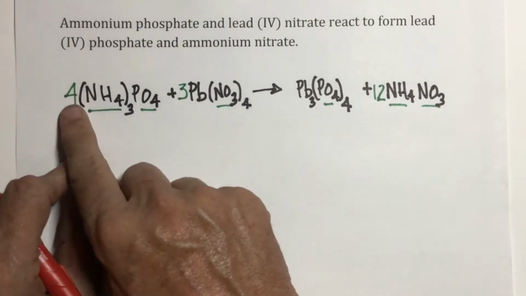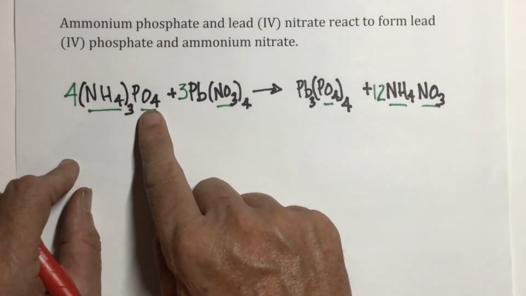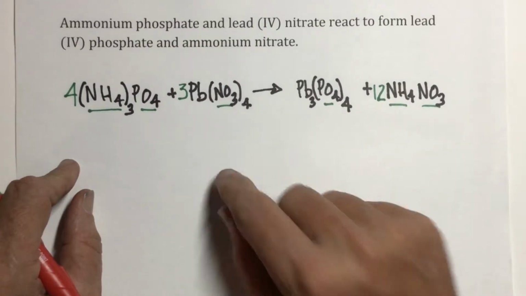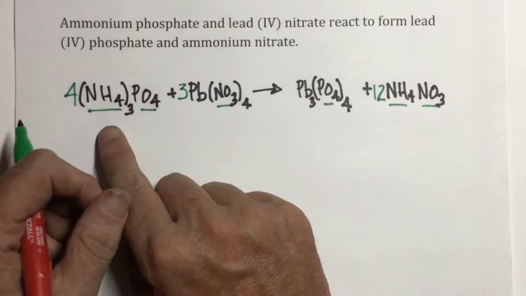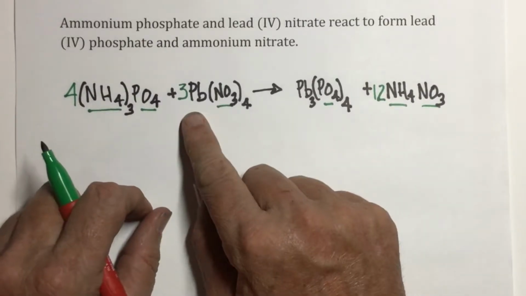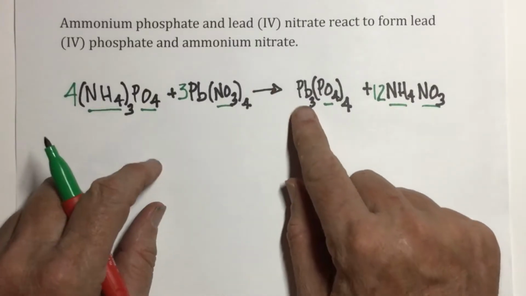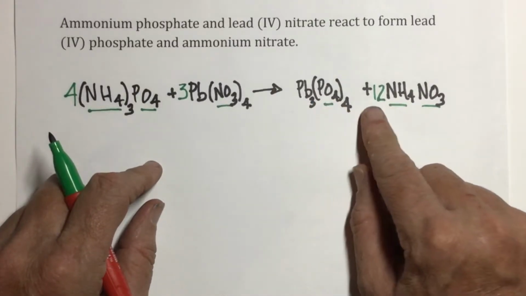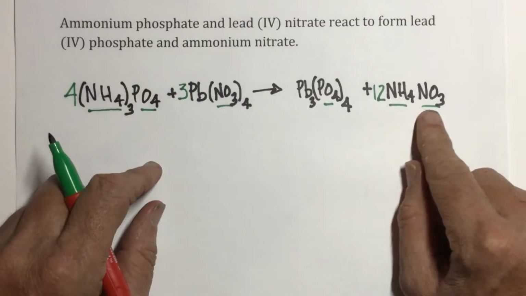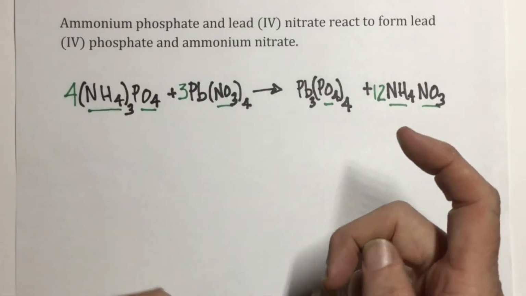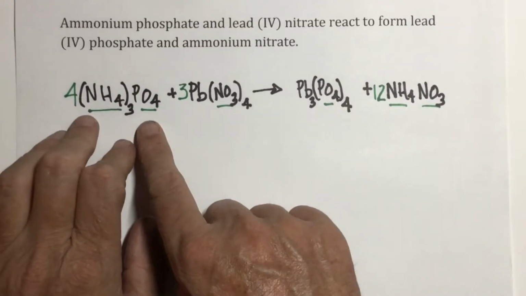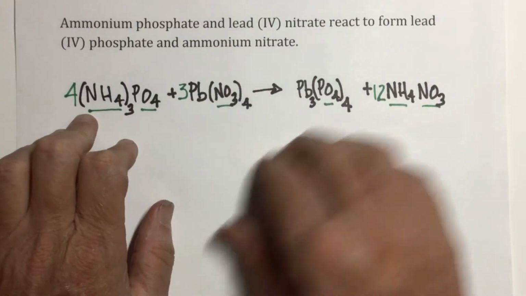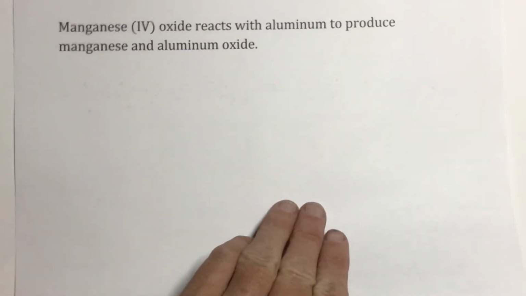Now, because I put that 4 there, that made the phosphates go from 1 to 4. Well, look at that. I have 4 phosphates. So I believe we're done here. So 4 NH4 3 PO4, plus 3 Pb NO3 4, yields Pb3 PO4 4, plus 12 NH4 NO3. Balanced. There you go. So remember, treat polyatomic ions when they appear as reactants and products collectively. All right? Okay, let's do a more medium one, I think.